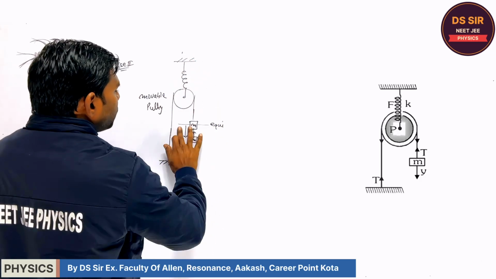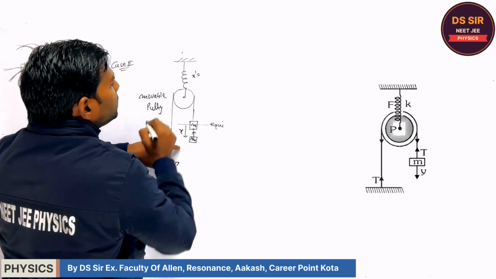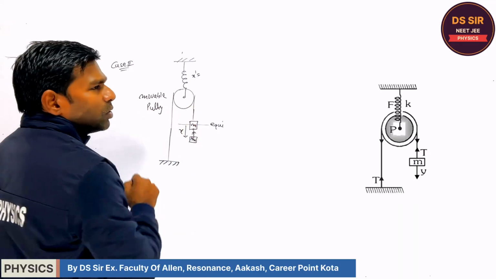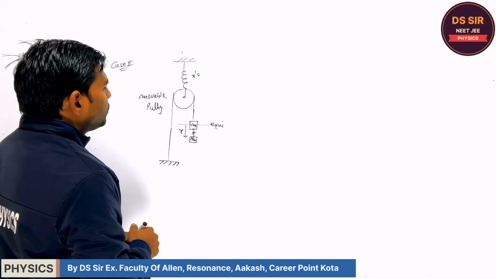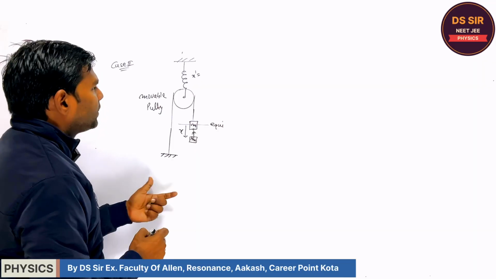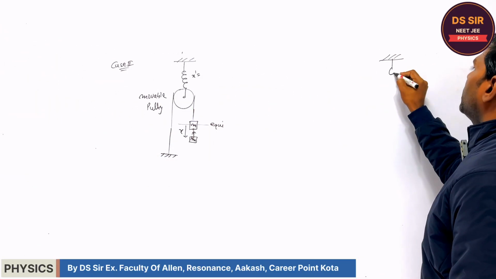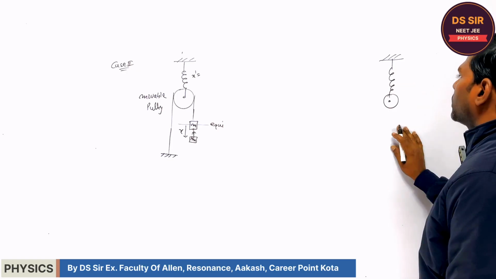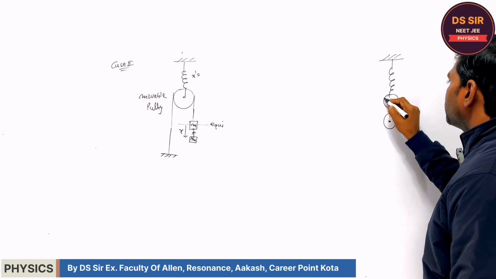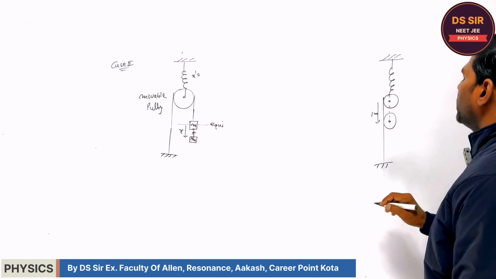So if it is moved by distance x, what is the elongation in this spring? You tell. If it is moved by x, what is the elongation? This is the pulley constraint method we have done in Newton's laws of motion. How to solve this question? Let's see this side. Listen, if this is the pulley, suppose it comes down by 1 meter, like this.